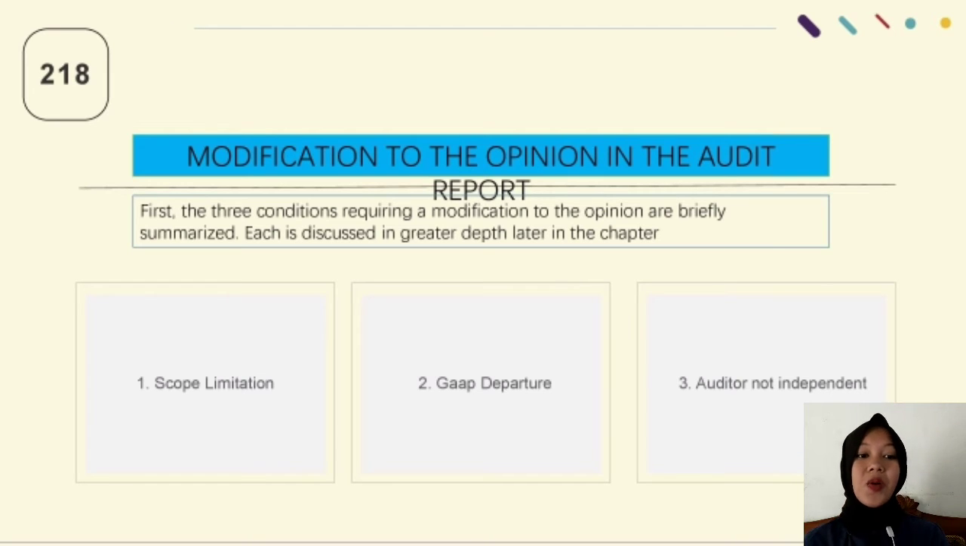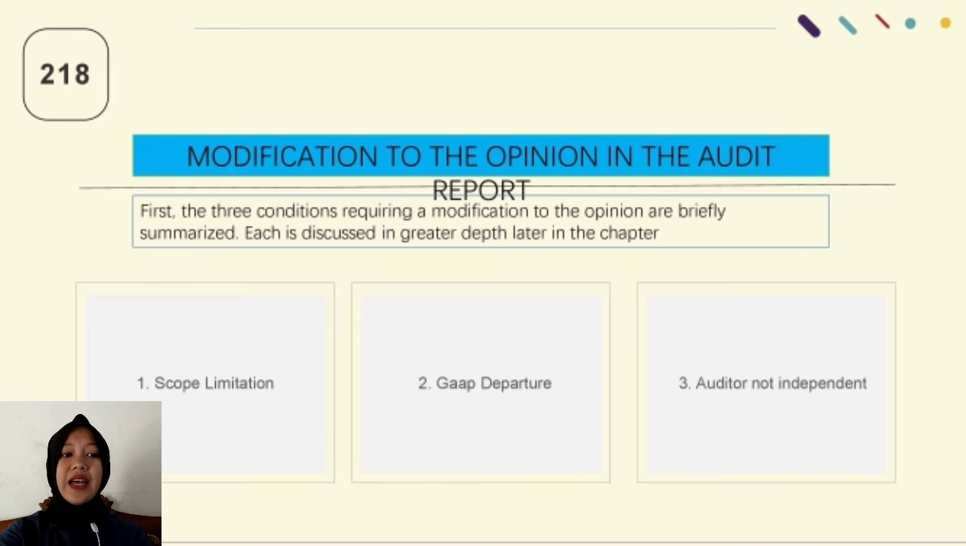As we know, when US generally accepted accounting principles, or like we say International Financial Reporting Standards or IFRS, are referred to in this context too, the consideration of the adequacy of all informative disclosure, including footnotes, is especially important. And the last situation, or the third, is that the auditor is not independent. As we know, the important thing to become an auditor is that we should have independence in ourselves.